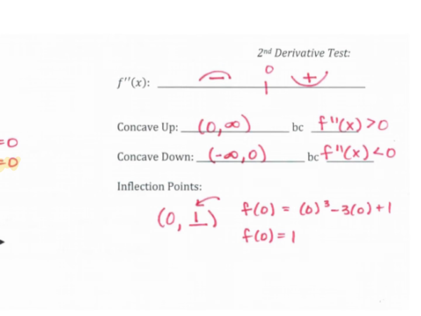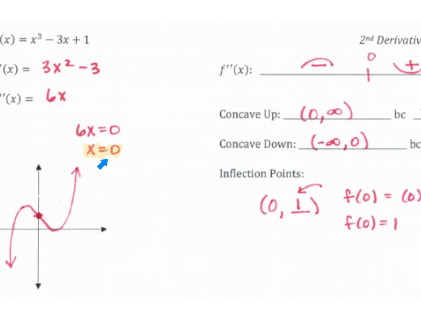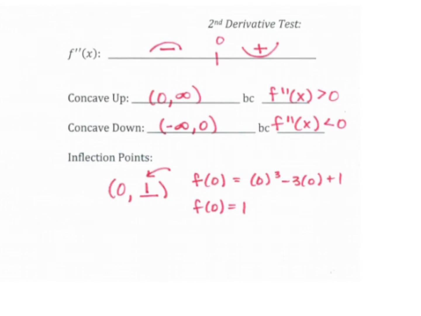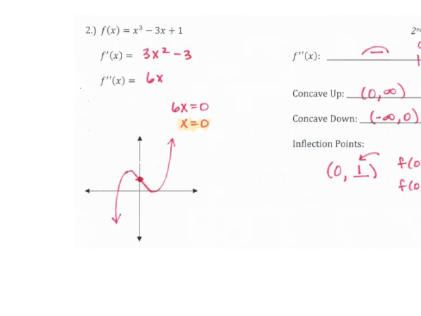Then to figure out your inflection point, you're going to take that x value from when your second derivative was equal to 0, and you're going to plug that back into the original function. And that's exactly what we did here. So we're plugging 0 into our f of x function, x cubed minus 3x plus 1. In doing so, we get an inflection point of (0, 1).